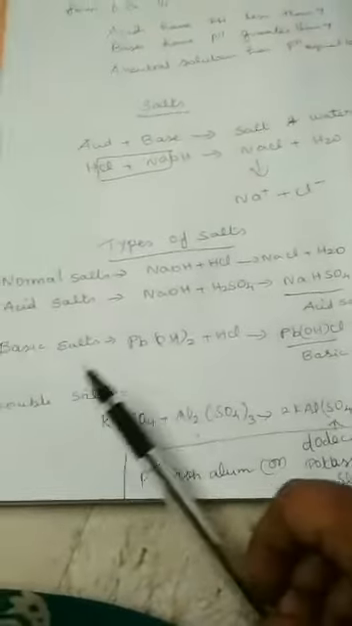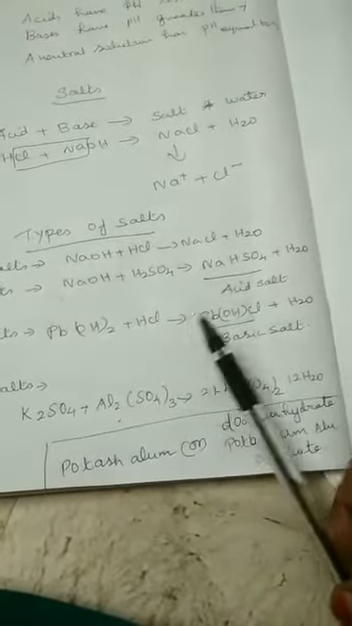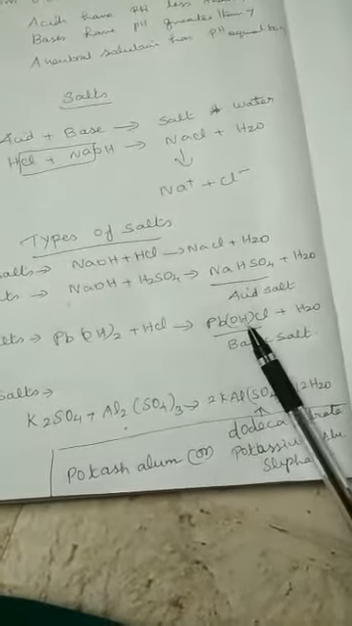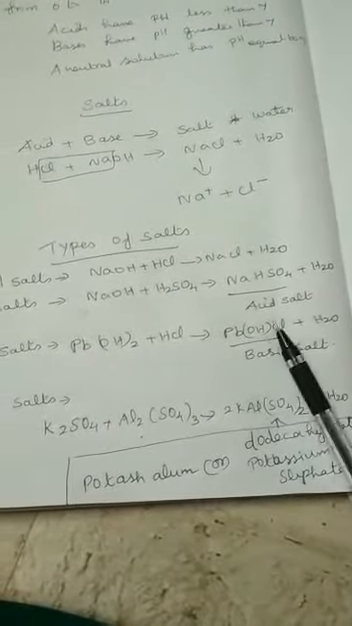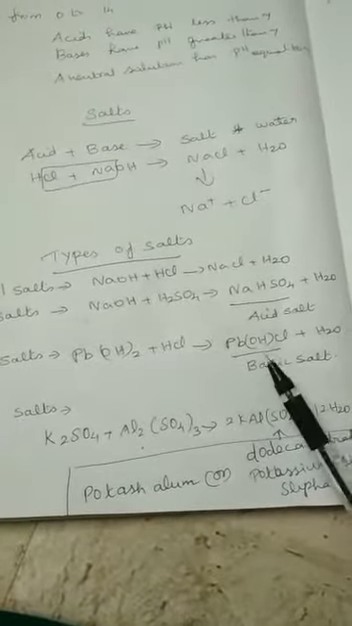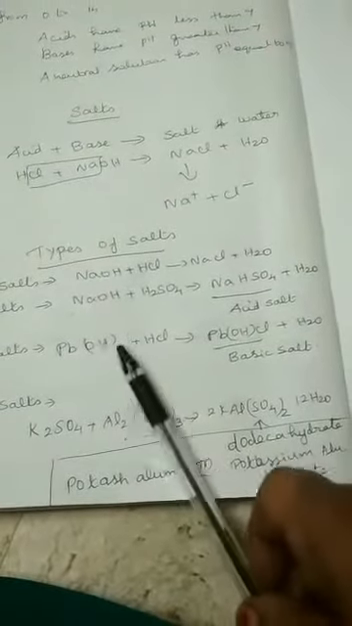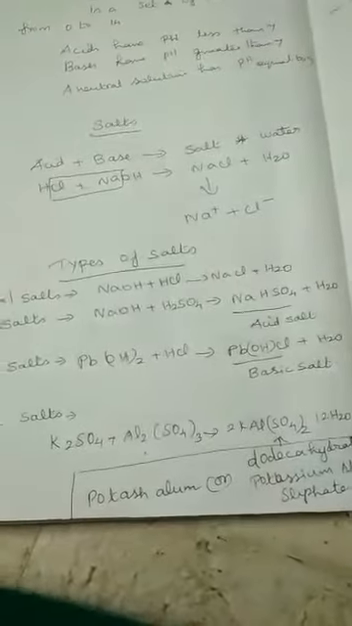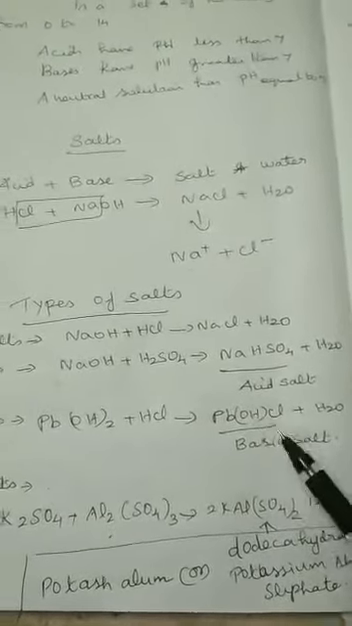Next, basic salt. For basic salts, this is lead hydroxide plus hydrochloric acid. This is basic salt, PbOHCl. This is basic salt, lead hydroxide chloride. So how is it formed? This is partial replacement of hydroxide ion of a base with an acid radical. Okay, this is called basic salt.